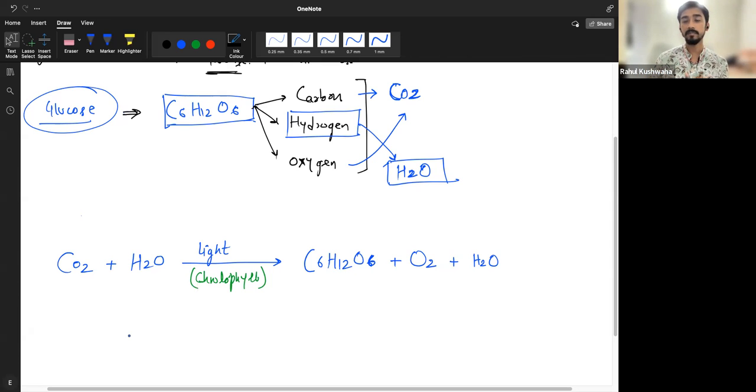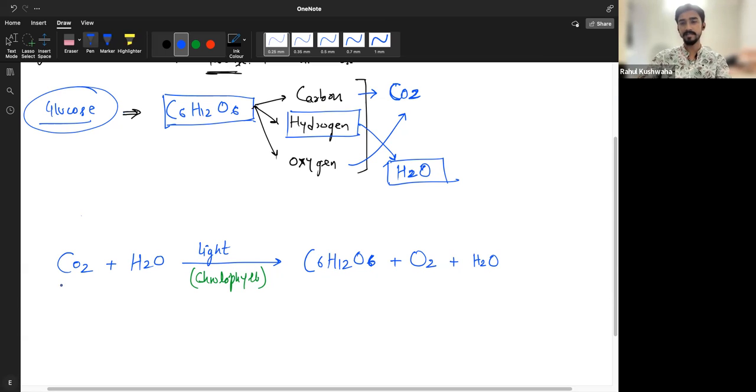We invented the light bulb very late. Before that, the plants were using sunlight. But it is possible to grow plants inside a room as well if you provide them with light of optimum wavelength. So CO2 plus H2O in the presence of light and chlorophyll gives rise to C6H12O6, which is glucose, oxygen, which is gaseous, and water.